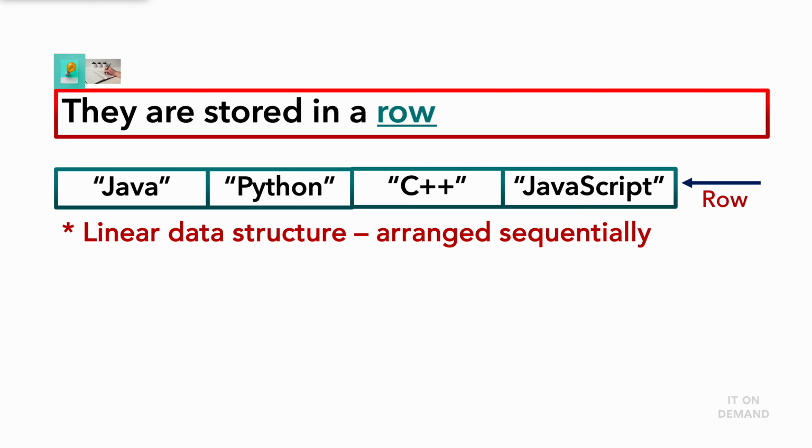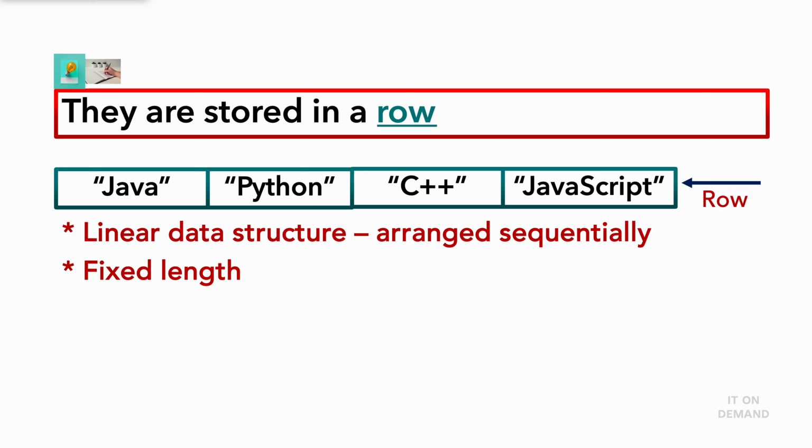And what we mean is that it has a linear data structure, and that's because they are arranged in a sequential order. So think of it like a linear line. It's just on one line.